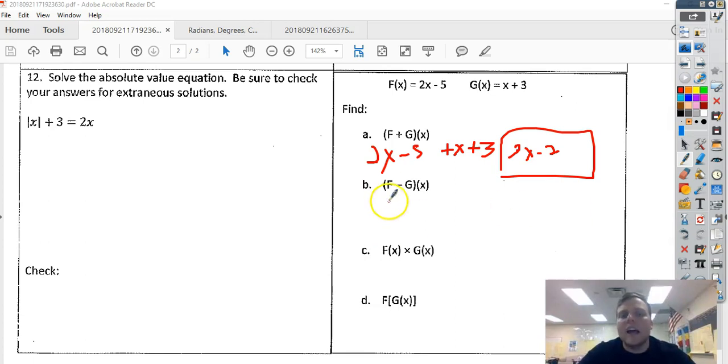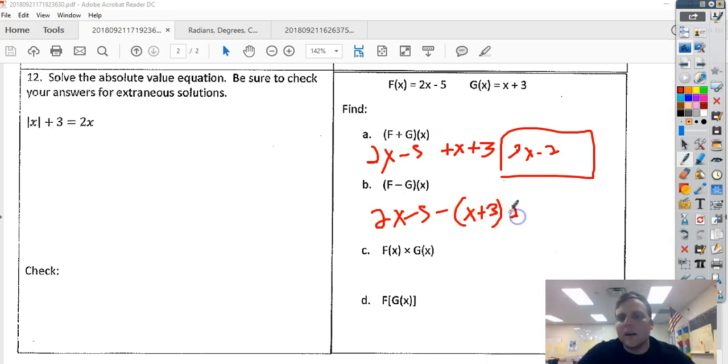Alright, what about f minus g of x? Well, now this one's a little bit harder. So you get to say 2x minus 5 minus the g function. But the minus sign goes to the entire g function. So that's why you guys will always see me put the g function in parentheses to remind myself that when I drop these parentheses, this negative sign goes to both things in the parentheses.